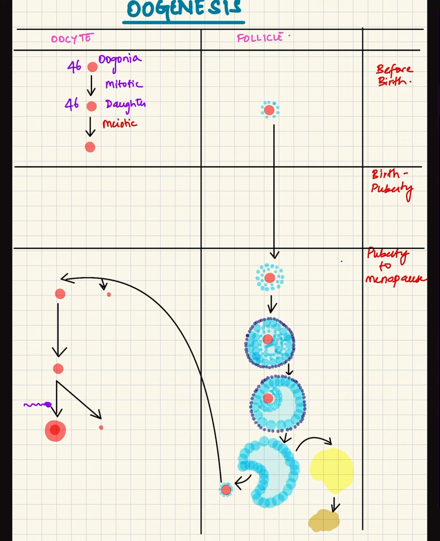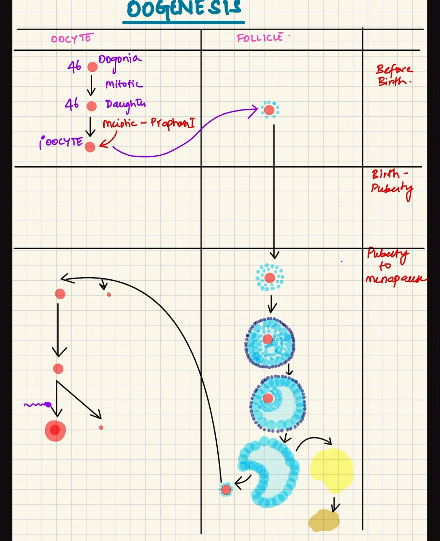Once it enters into the meiotic division, it gets arrested in something called prophase 1. Once it gets arrested in prophase 1, this cell is going to be called primary oocyte. This primary oocyte is still present before birth, that's what we're discussing. I'll let you know what happens to this primary oocyte from the follicle's point of view.